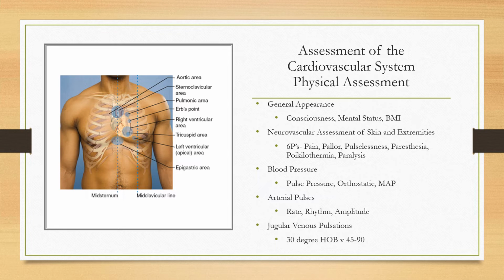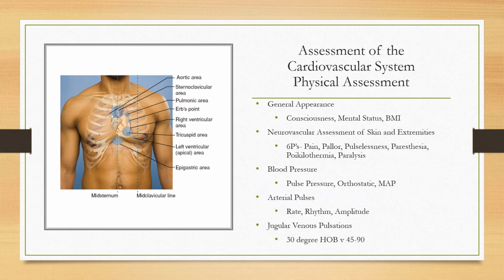So if there's an elevated JVP, it means that the blood isn't draining back to the heart very well. Why would that be the case? Well, what about congestive heart failure, where the right ventricle just can't accept all the blood that's coming back to it because it's also failing?